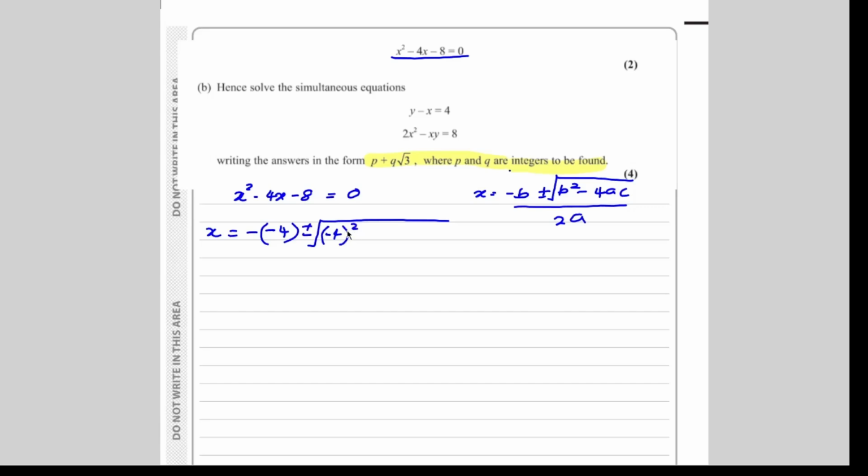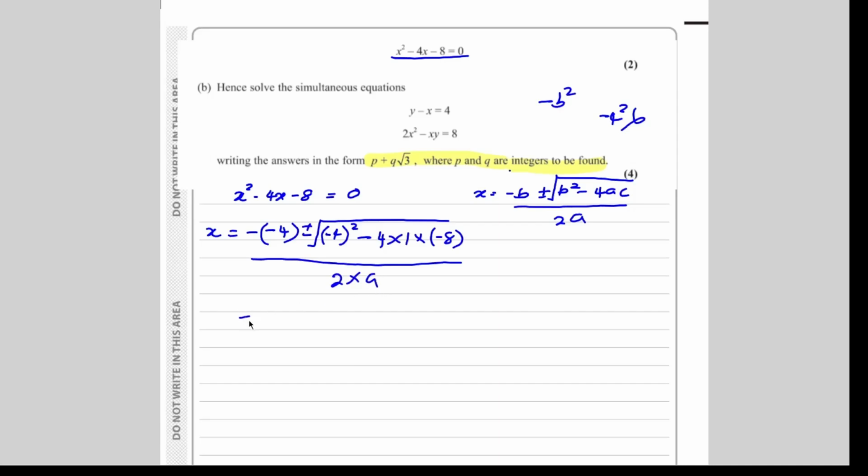Otherwise, your answer will be wrong if you write it this way. So you have to write minus 4 within brackets, then squared. Close the bracket and then squared. Minus 4 squared. After that, minus 4 into 1 into c, which is minus 8, again within brackets, all over 2 times a, which is 2 into 1.